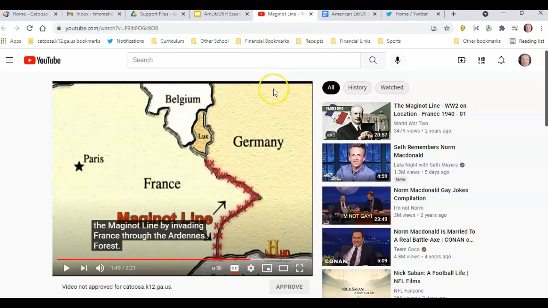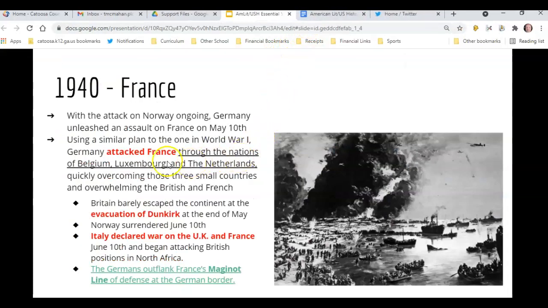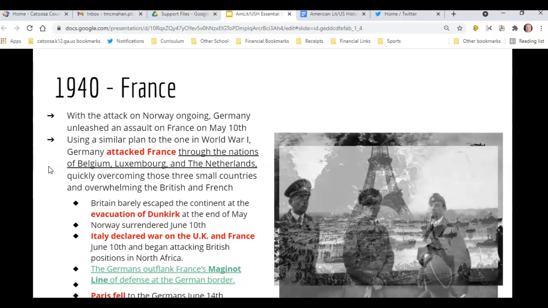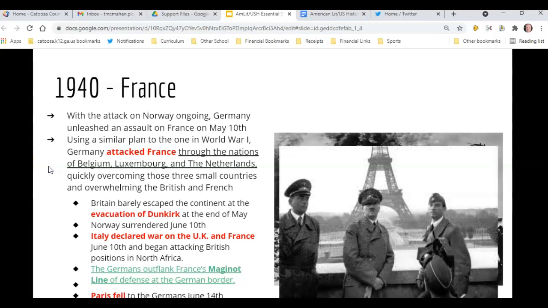This was not World War I. Germans were not going to get involved in trench warfare this time. And so France falls to Germany in a matter of just a few weeks. And that was a shock to most of the world that it fell that quickly. The Germans are in Paris by June the 14th. Hitler's taking pictures with the Eiffel Tower in the background. And now France and the northern European countries are knocked out of the war.